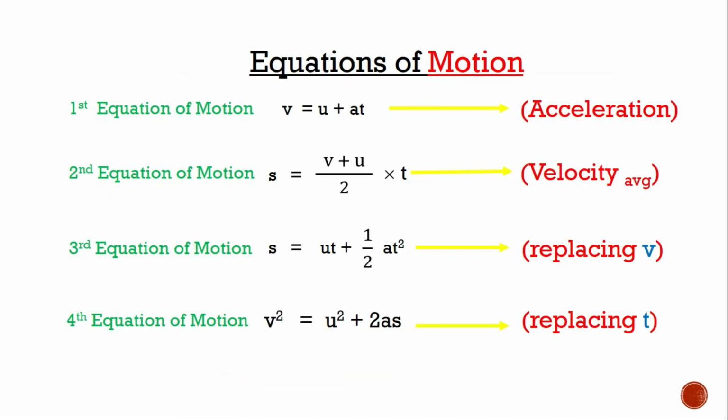Now remember how we derived these equations. The first equation was derived from the definition of acceleration. The second was derived from the definition of average velocity. Then for the third equation, we replaced the value of V in our second equation. And for the fourth one, we replaced the value of T with our second equation. Now all these 4 equations of motion will help us to solve all our numerical problems regarding motion with uniform acceleration, which we will be doing in our forthcoming class. So please do practice these derivations once or twice yourselves.